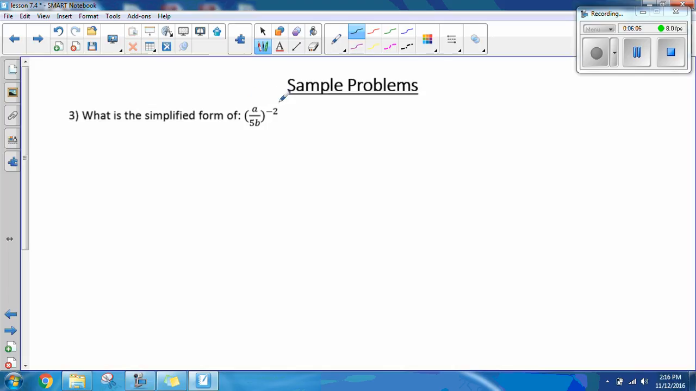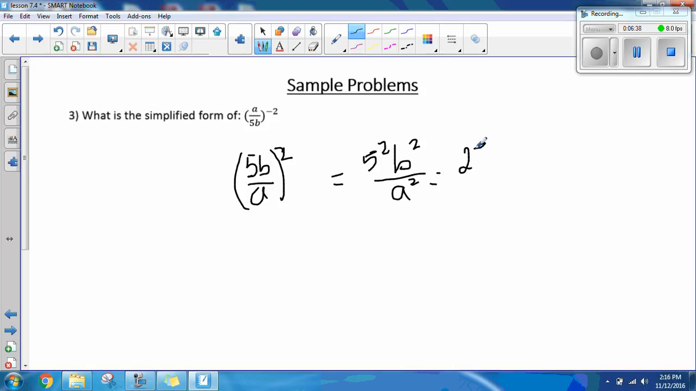Here we have a negative exponent, a quotient being raised to a negative exponent, which means I can use the reciprocal 5b over a and raise that quantity to the 2nd power. Now I can split this up to simplify it even further. I have 5 to the 2nd power times b to the 2nd power over a to the 2nd power. And that simplifies to 25 b to the 2nd power over a to the 2nd power.